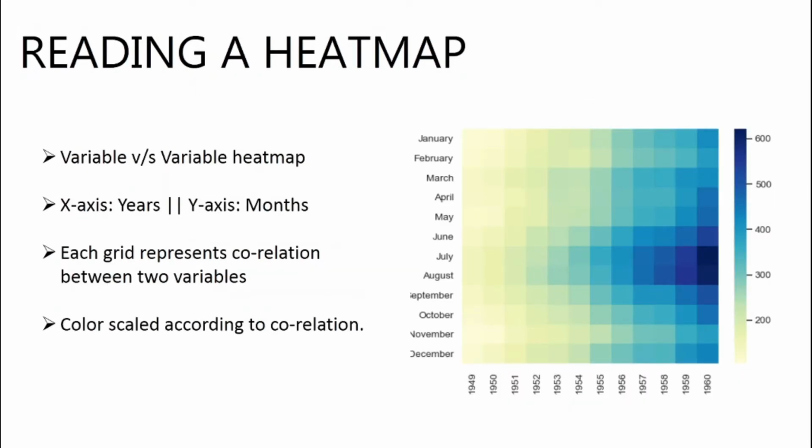So moving on, let us look at how to read a heat map. Heat maps are two-dimensional in nature. They represent variable versus variable. They have a particular scale, and each grid represents the correlation between the two variables. Now the colors are scaled according to the correlation. For example, the heat map given here has years on the x-axis, whereas months on the y-axis. It looks like a precipitation heat map, where below 200 is very very dry and above 600 is very very wet.